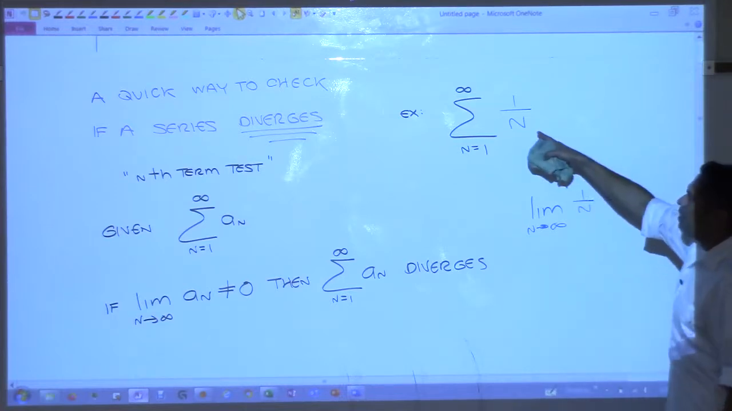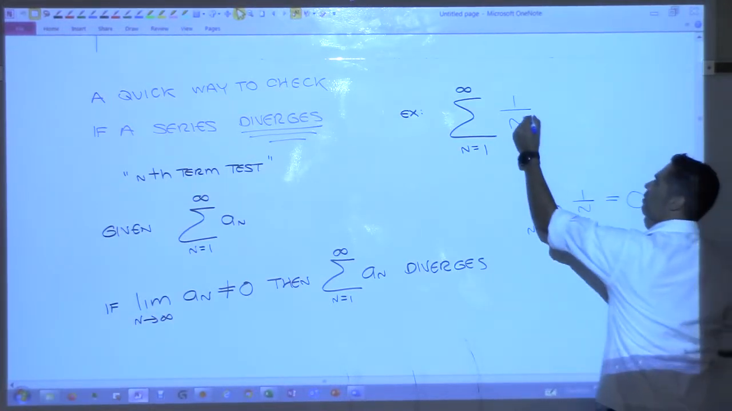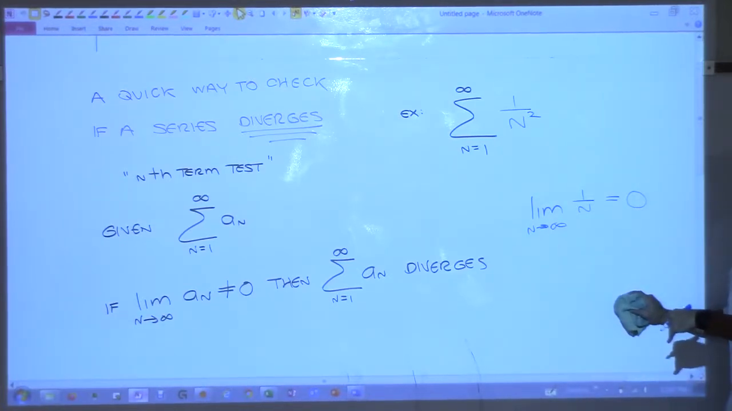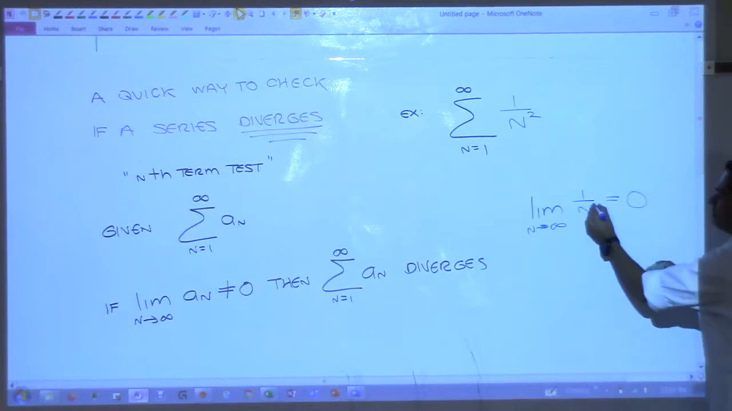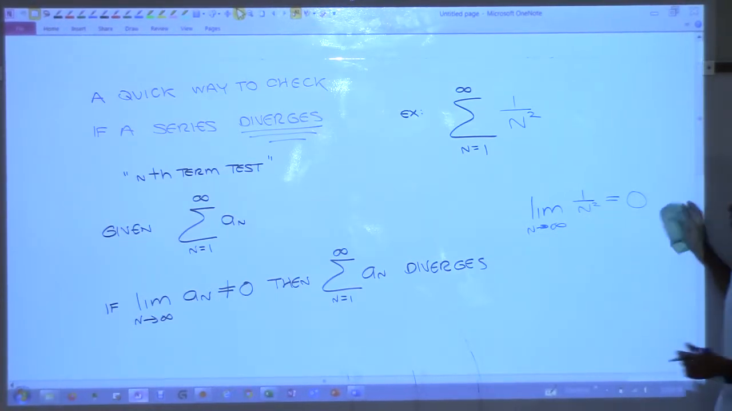Because 1 over n, remember when we looked at the picture of it, it looked like it was growing, but then when we tried 1 over n squared, it looked like it flattened out, didn't it? But they both go to 0. So it doesn't tell you anything. It's just when it goes to something other than 0.